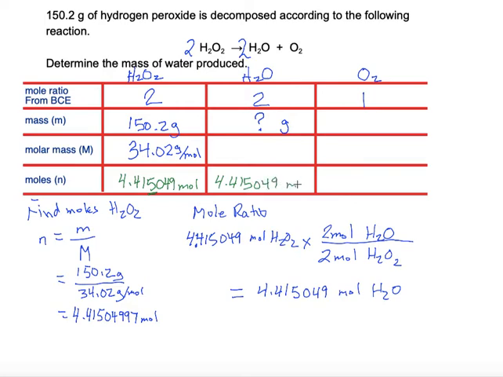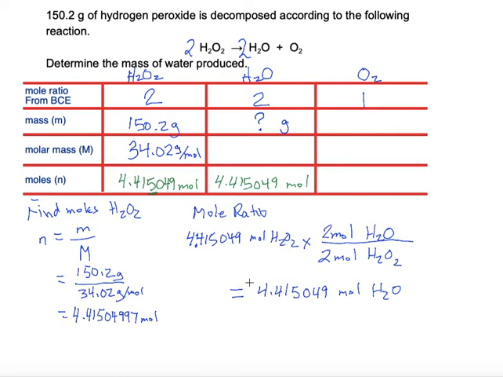If you understand the idea of ratios and you see that it's 1 to 1, you could also just say, since this is a 1 to 1 mole ratio, we would have 4.415049 moles of water. But the key is to show the mole ratio. You have to mention something in your solution about the mole ratio. That is our check to make sure you're doing it correctly.